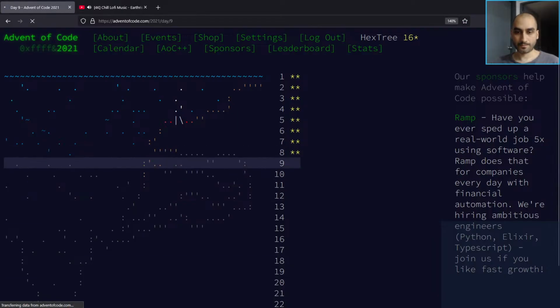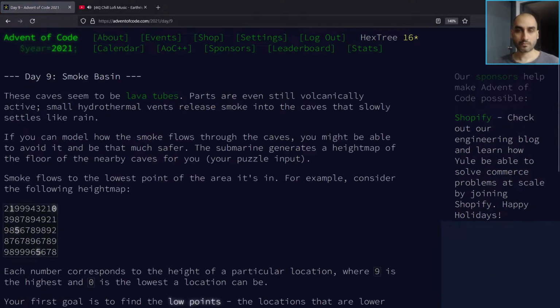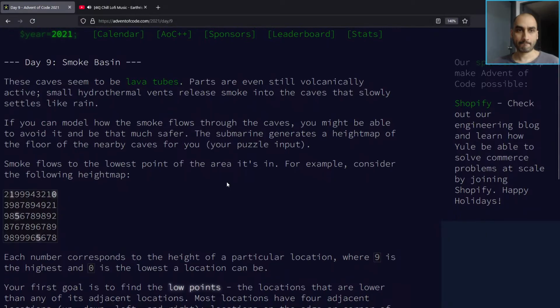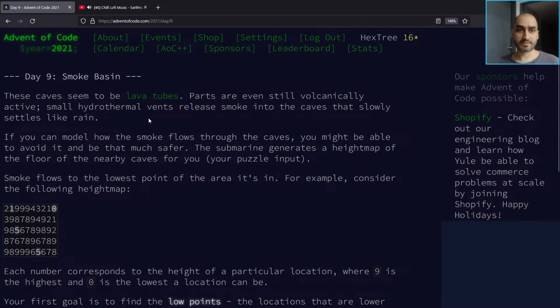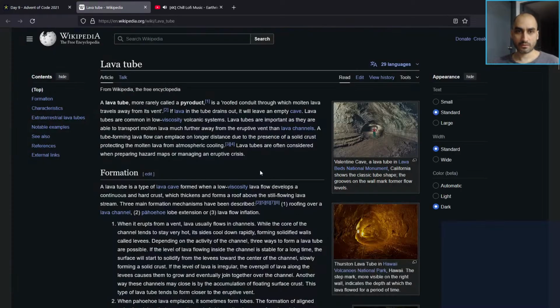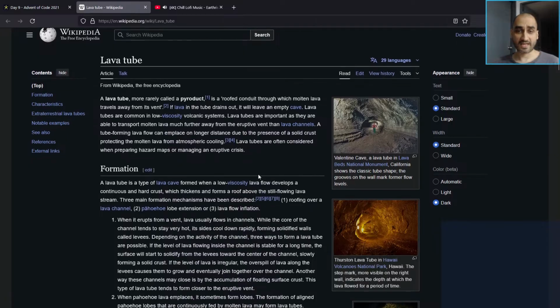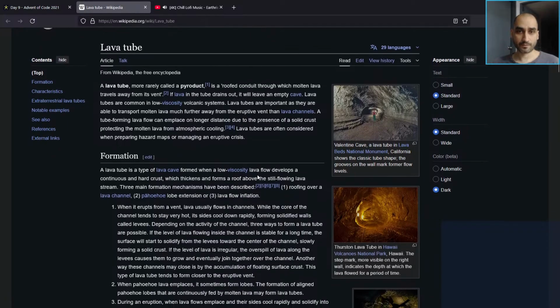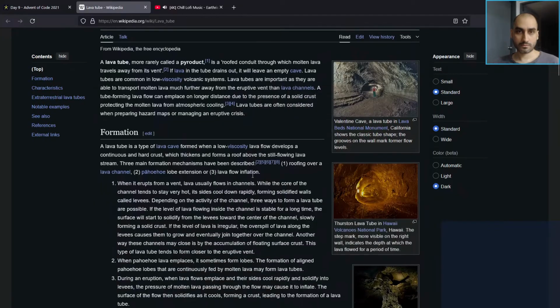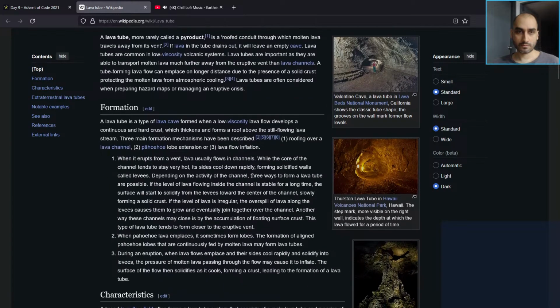Day 9. Day 9, smoke basin. These caves seem to be lava tubes. What is a lava tube? The cave formed by lava. That's cool.